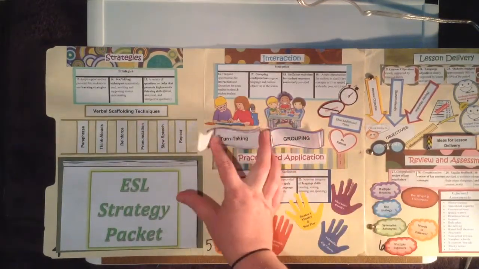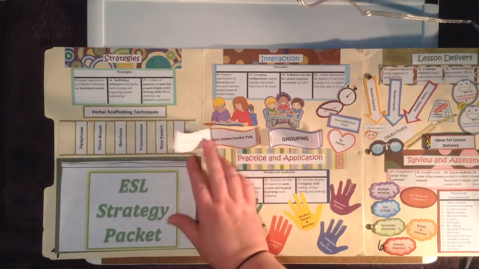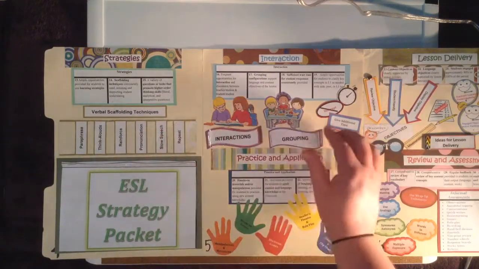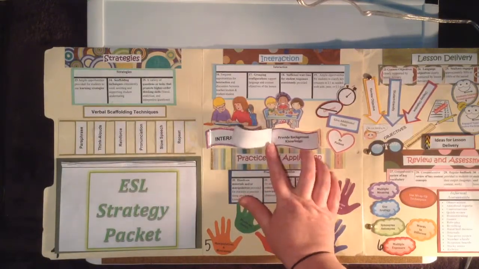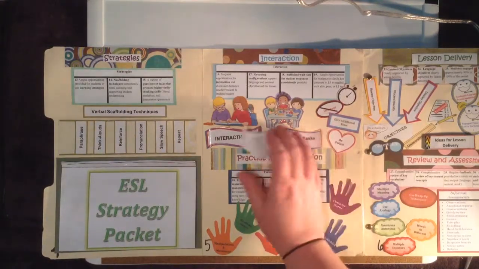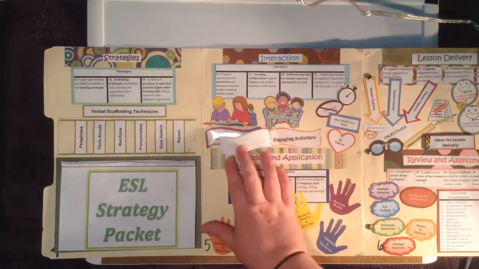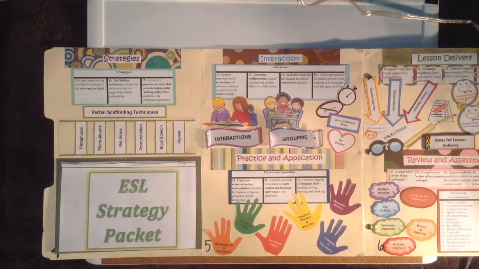So under interactions: turn-taking, encourage collaboration or elaboration, balance student-teacher talk, and use writing for interaction. Under grouping, we have vary and balance groups, provide background knowledge, differentiate instruction, independent tasks, and engaging activities. So down here we have practice and application. You should provide hands-on materials and manipulatives for students as often as you can, so that they can practice the new content and knowledge.